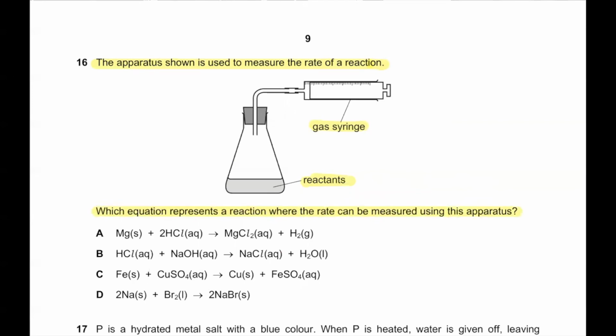Obviously, this reaction must be an experiment where it produces gas, because we have a gas syringe, we're going to measure gas. So magnesium plus hydrochloric acid gives magnesium chloride plus hydrogen gas. This is a correct one. Let's see why the other ones are wrong. In reaction number 2, we don't see any gas being produced. In reaction number 3, no gas is being produced. Reaction number 4, also no gas is being produced. So A is the correct answer, 16A.